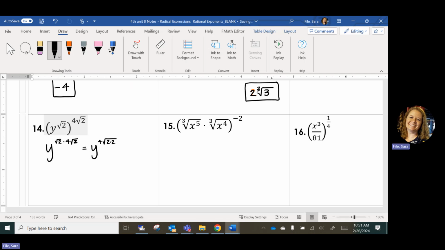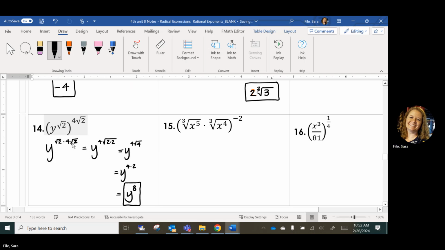What is 2 times 2? So I have 4 times the square root of 4. What is the square root of 4? So I have 4 times 2, which is, so this is y to the 8th. Okay, so that was one way to think about reducing that power, because you had square root times square root. You can multiply them together under 1 and then simplify.